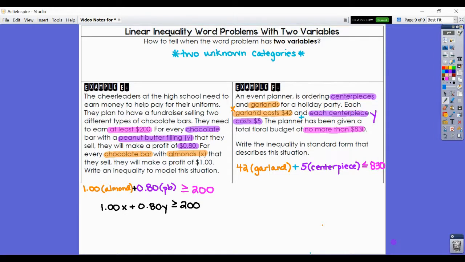So we get 42, let's trade out garland for X, plus 5, let's trade out centerpieces for Y, like we labeled back in the problem, and have that less than or equal to 830. Again, we can spend 830 on the centerpieces and garland, but we have no more than that. That is the maximum we have in our budget, nothing more.